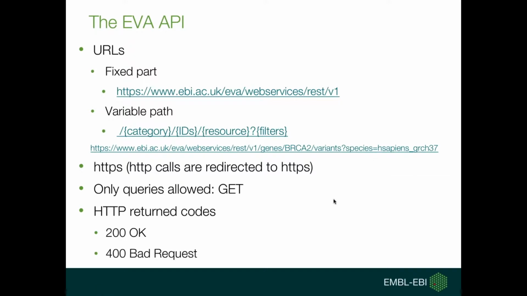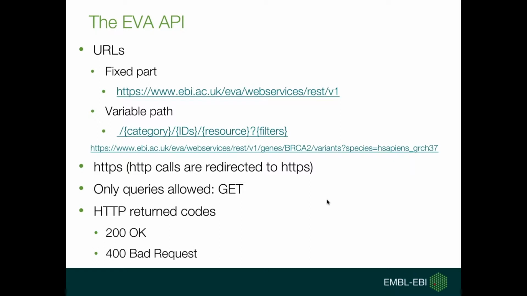Currently, EBI just allows HTTPS traffic. So if you do an HTTP call to one of our API endpoints, it will be redirected automatically to HTTPS. And if you are using a web browser, this is done automatically and you won't notice anything. But if you are using an HTTP client in your programming language of choice, you can see that this is not automatic, so it's better to call directly to an HTTPS URL to avoid problems.